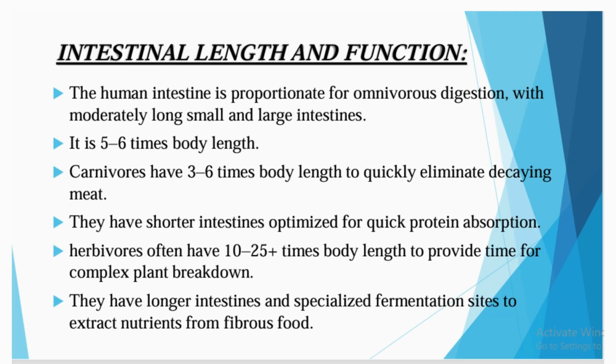Another difference is the intestinal length and function. The human intestine is proportioned for omnivorous digestion, with a moderately long small and large intestine. It is 5 to 6 times body length, while carnivores have 3 to 6 times body length to quickly eliminate decaying meat. They have a shorter intestine optimized for quick protein absorption. Herbivores often have 10 plus to 15 times body length to provide time for the complex plant breakdown. They have a longer intestine and specialized fermentation sites to extract the nutrients from the fibrous food.